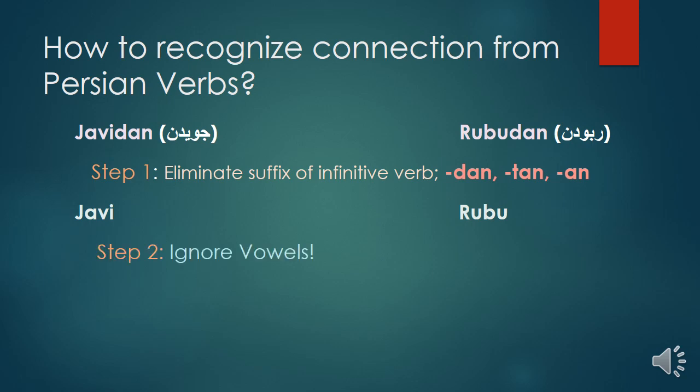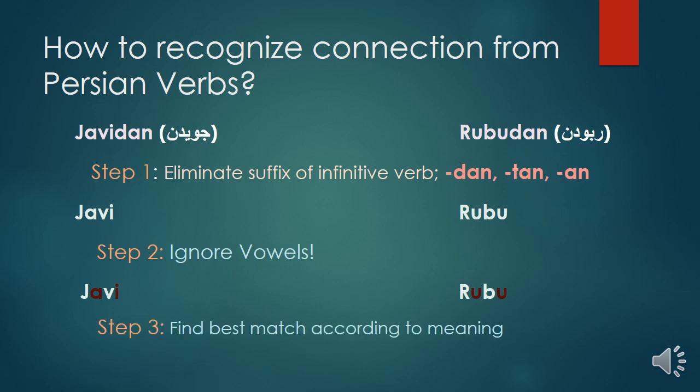Next we ignore the vowels. We ignore them to simplify the recognition process, because in different geographies the same word can have different vowels. At this point we find a word from the target language which has a similar meaning and has the same or similar letters. In this case, chew and rub are exactly the same words in English.